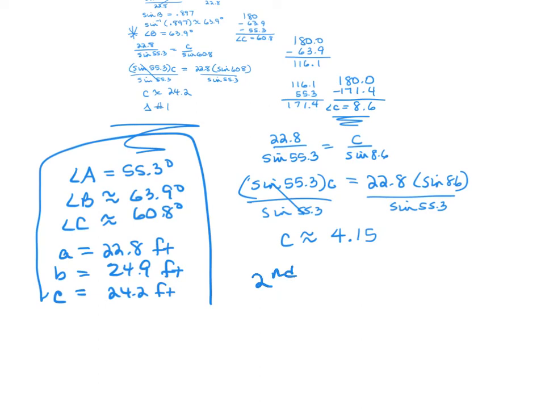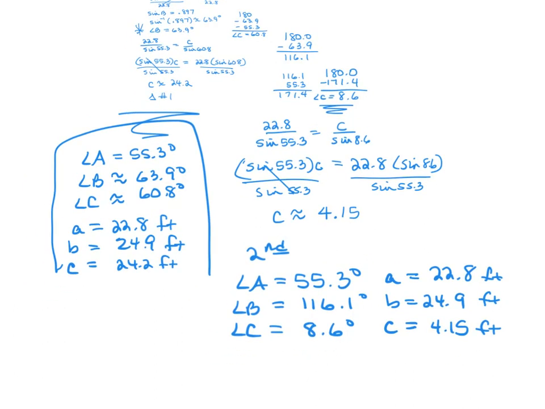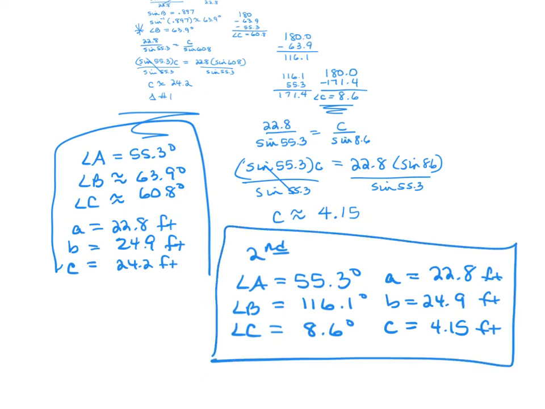The second triangle, again, angle A was given, 55.3 degrees. Angle B, we now have calculated angle C. So our new angle C is 8.6 degrees. And our new angle B here was 116.1. And then little a is the same. Little b is the same. And we have a new little c, and that one was 4.15. And again, these are feet, and the angles are all in degrees. So this is the ambiguous case where we could actually get two triangles.